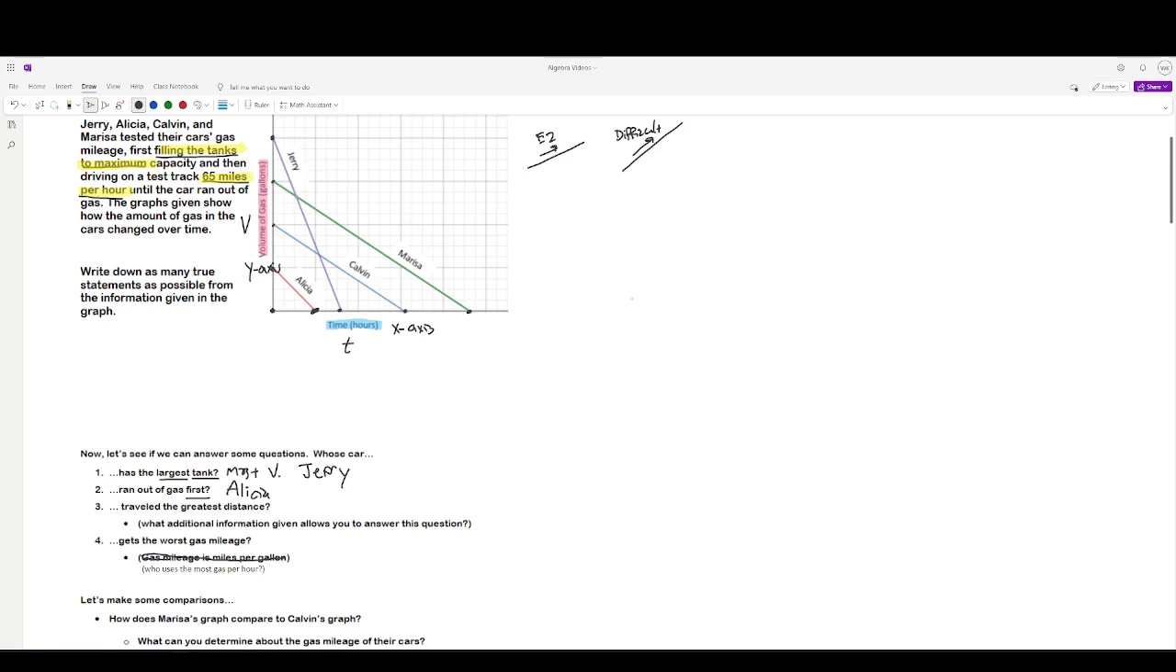So if I travel 2 hours at 65 miles per hour, then I would travel a certain distance. I would multiply 2 hours times 65 miles per hour and go 130 miles. If I was driving 1 hour at 65 miles per hour, then I would multiply 1 times 65 and travel 65 miles.